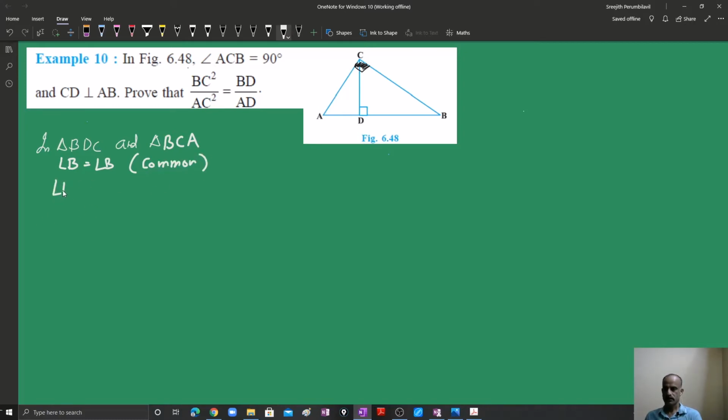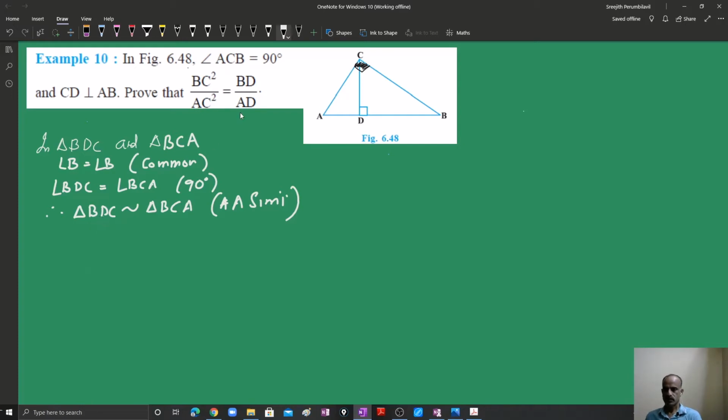Angle BDC is equal to angle BCA. Why? Both of them are 90 degrees. Therefore, triangle BDC is similar to triangle BCA. That is AA similarity.